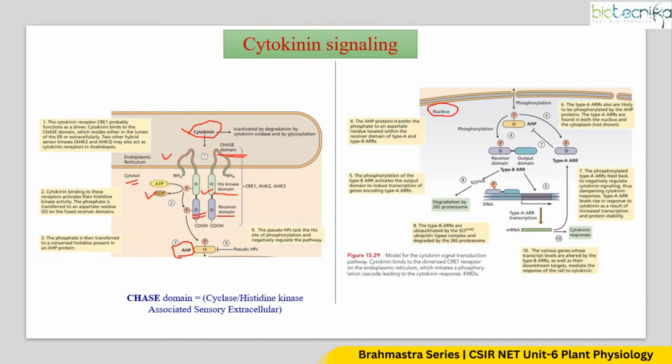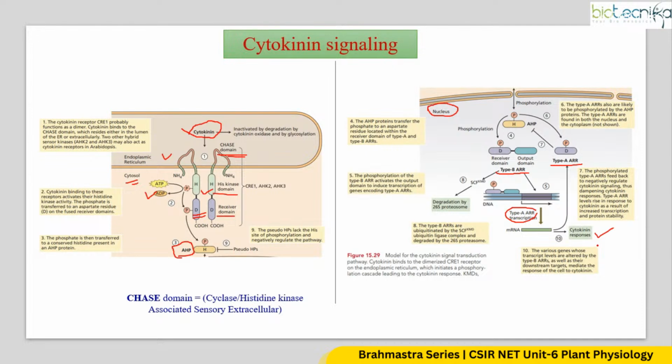And what will they do? They will transfer the phosphate to two proteins over here, that is type B ARR and type A ARR. Type A ARR is the main protein that is responsible for carrying out the cytokinin response. So what will this type B phosphorylated version do? They will accelerate the activation of type A ARR and the cytokinin response will be generated.